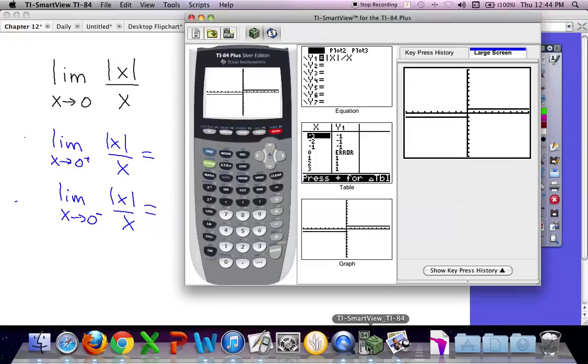So back to the calculator. As I'm approaching from the right, the value of the function is 1, 1, 1. It's always 1. Even as I get infinitely close to x equals 0, it's still 1. So what does it look like the limit would be? 1, right?